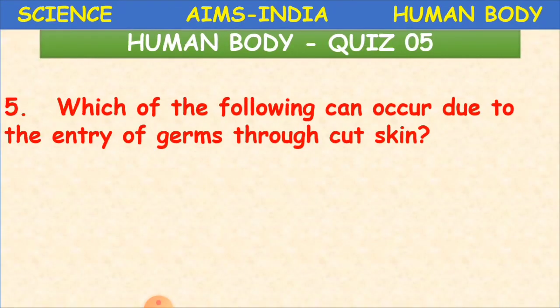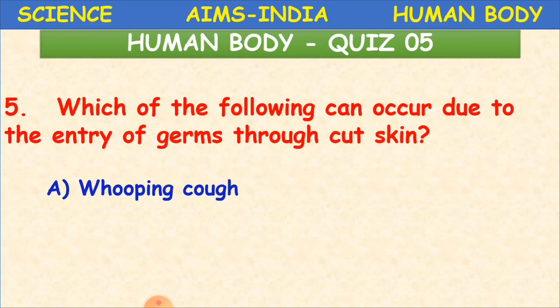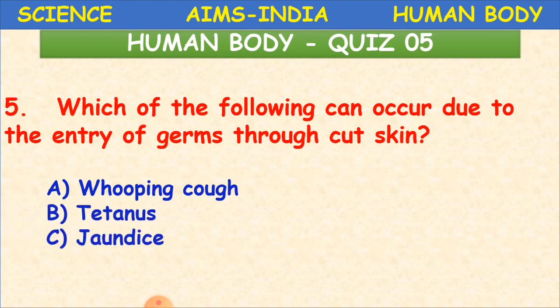And the next question, which of the following can occur due to the entry of germs through cut skin? Okay, through cut skin, which of the following can occur? Is it whooping cough, tetanus, jaundice or dysentery? Which is the disease? That is tetanus. Okay, children? So tetanus, where you are going to get the entry of germs through cut skin.